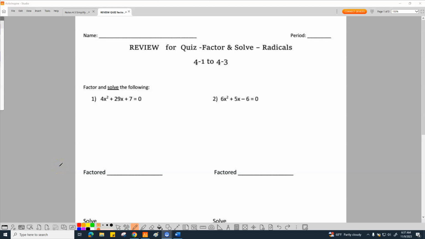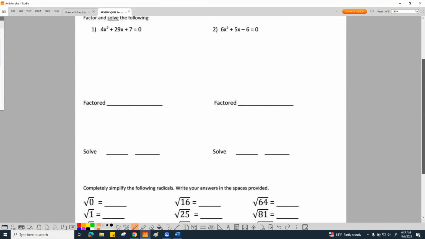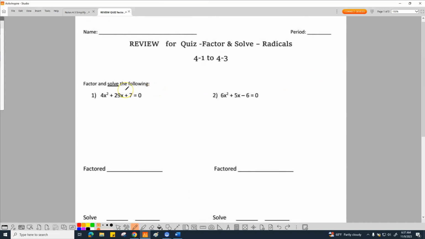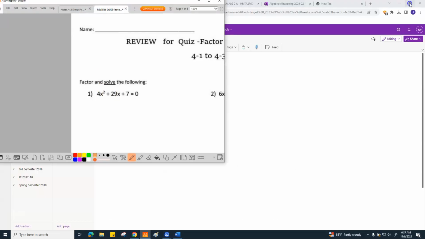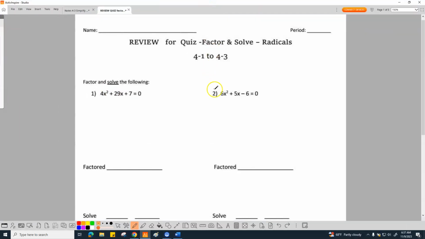All right, Algebra 2, we're going to go ahead and work the quiz review together. I'm going to try to get as many of these as I can, so let's go ahead and do it. Number 1. Actually, I'll do number 1 and let y'all do number 2 on your own. So this is from the previous test.